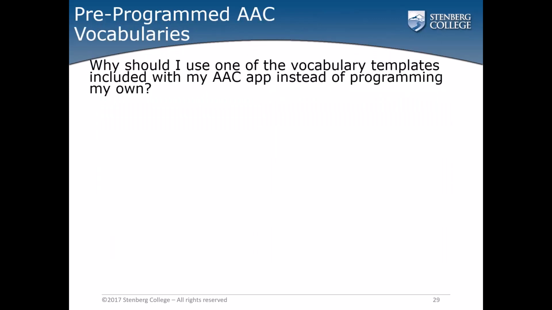Why should I use one of the vocabulary templates included with my AAC app instead of programming my own? Well, first of all, the programming is already done for you.